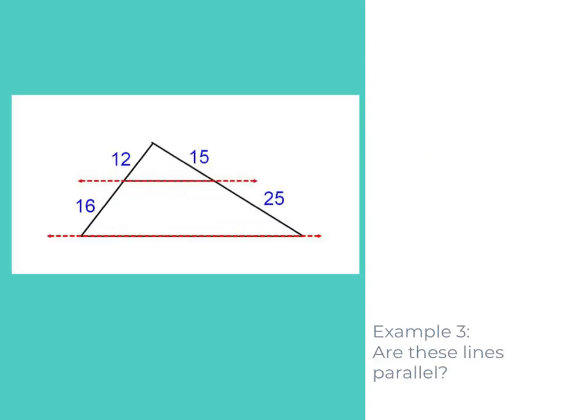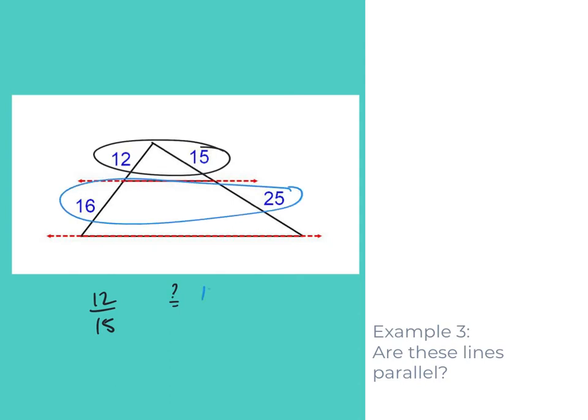This example is slightly different. It's now asking if the lines are parallel. So we're going to use the converse. We're going to set up our two ratios. So we're going to use this for the first one, 12/15. And we want to know if that's equal to the other ratio, which is 16/25. We could cross multiply, we could simplify. Either one is fine. 12/15 simplifies to 4/5. 16/25 does not simplify. It stays as 16/25.